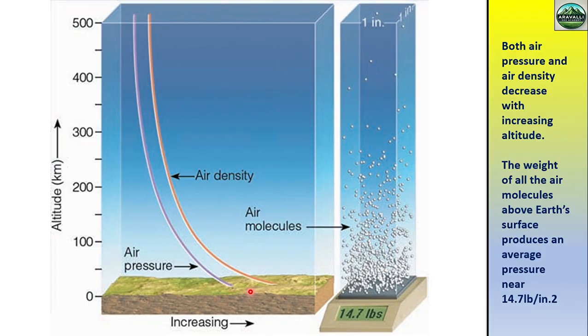Now focus on this graph. This is the density or air pressure, and this is the altitude, height. We know that near the earth surface the air molecules are concentrated, so density of the air is the greatest. When we move upward then air density continuously decreases. Also remember, air density first decreases sharply, then slowly.